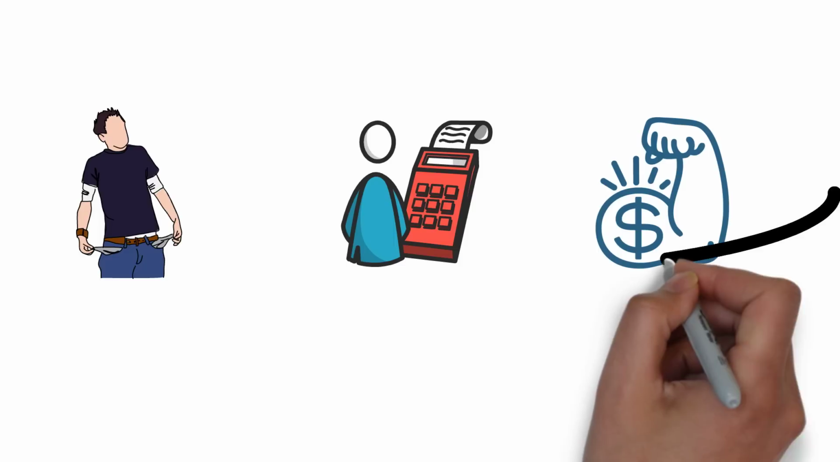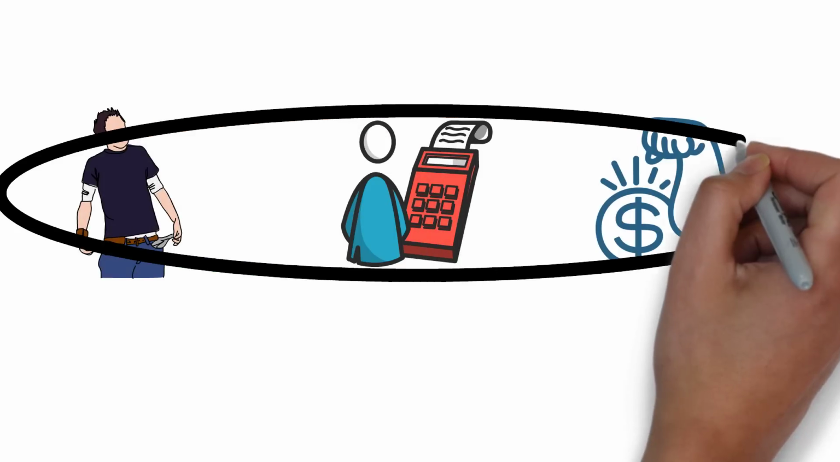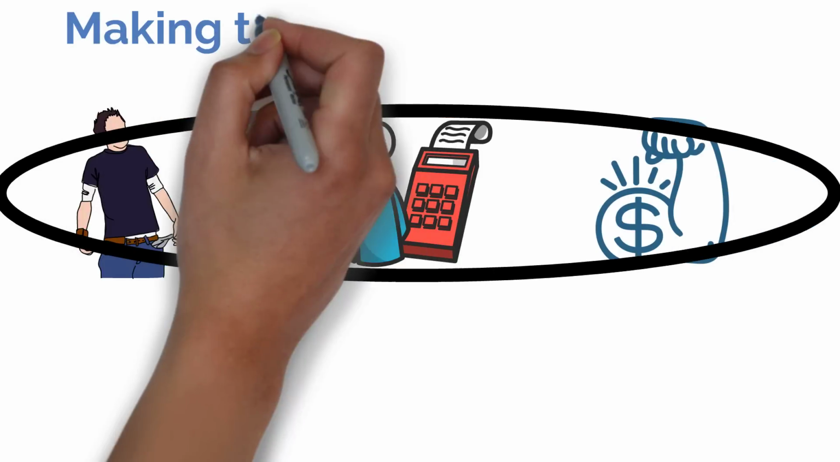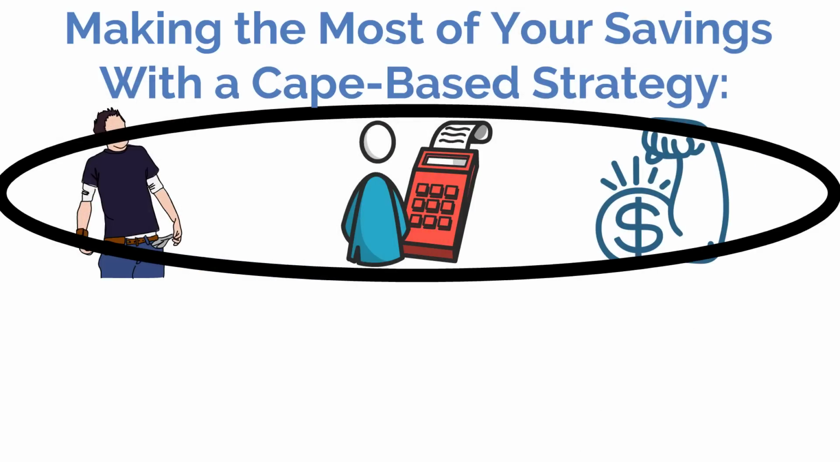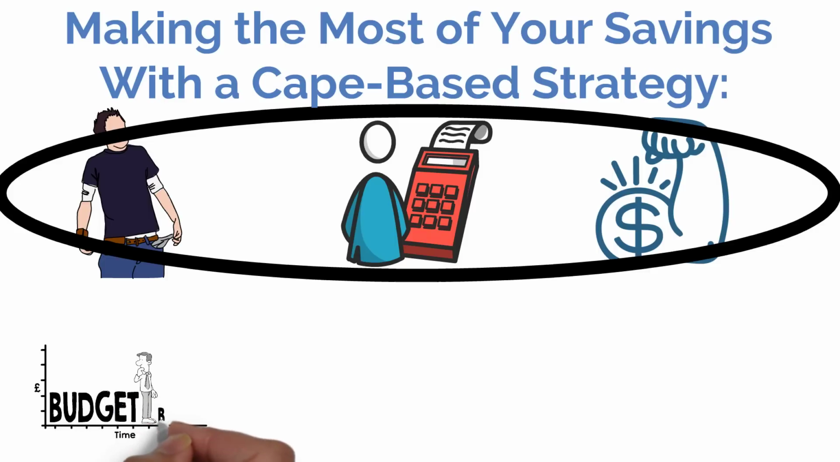Today, we're going to be discussing a strategy that, in a sense, is attempting to do all three. It's known as the CAPE-based withdrawal strategy and is inspired by Robert Shiller's cyclically adjusted price-to-earnings ratio. The thing that really sets this strategy apart from all the others that we've covered is that it, unlike the other strategies, is forward-looking thanks to its use of CAPE.